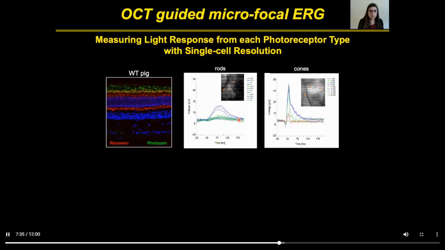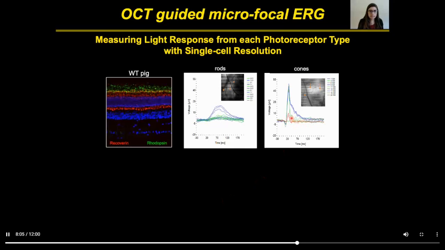And the specificity of rod recording and the ability of the system to isolate rod responses from cone responses is demonstrated by the lack of response from green cones when using the same light intensities as those used to stimulate rods. And in addition to this, we were also able to validate the ability of the system to record light response separately from each one of the cone types present in the pig retina.